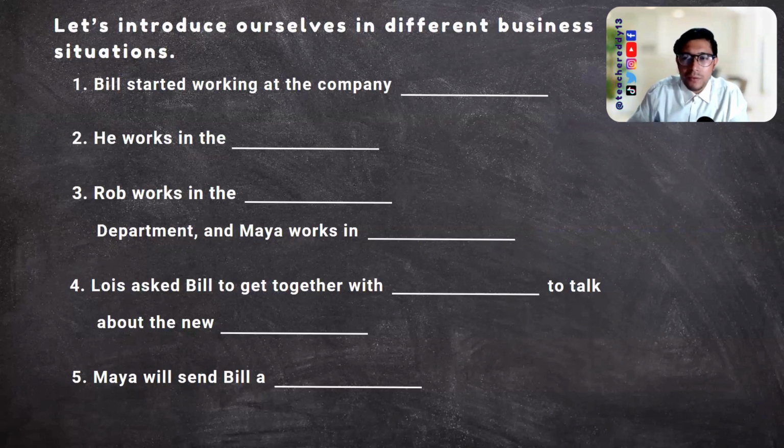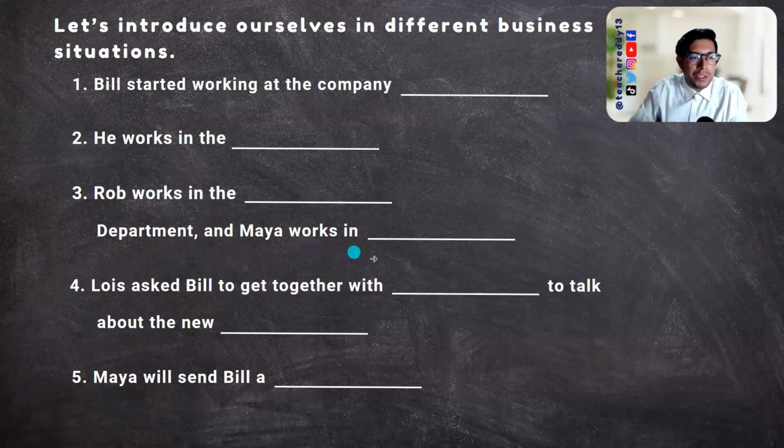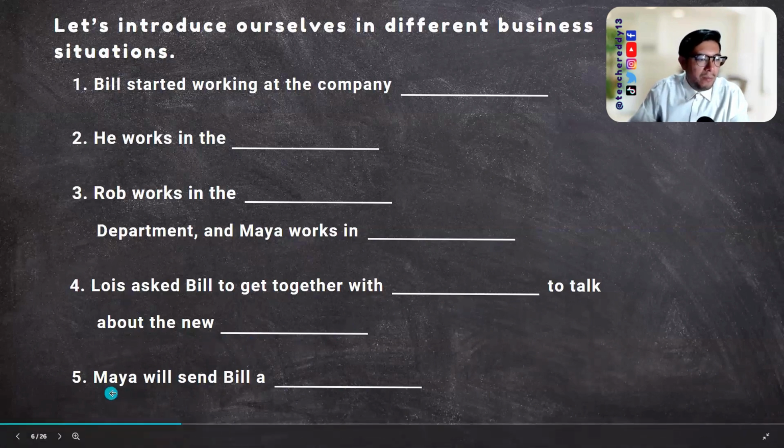All right, so according to the audio, the information goes like this. Bill started working at the company yesterday. He works in the design department. Rob, the colleague, works in the sales department, and Maya, the other colleague, works in marketing. Lois asked Bill to get together with Maya to talk about the new ad designs. Maya will send Bill a meeting request.